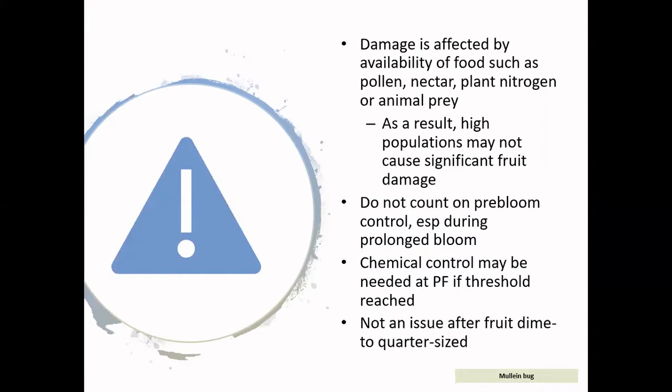It's also important with mullen bug because of their activity occurring over that bloom period. If there is an extended bloom, then if control products were applied during that pink stage, it's possible that the residues will not be significant enough to maintain control at petal fall timing. So continuing to monitor those populations and determining whether an additional petal fall control is warranted is very important. However, once that fruit reaches kind of a dime to quarter size, then any sort of damage or pressure from this pest is no longer a concern.